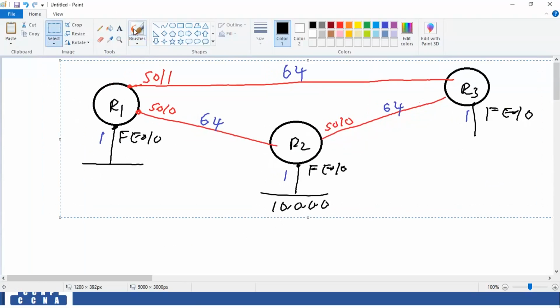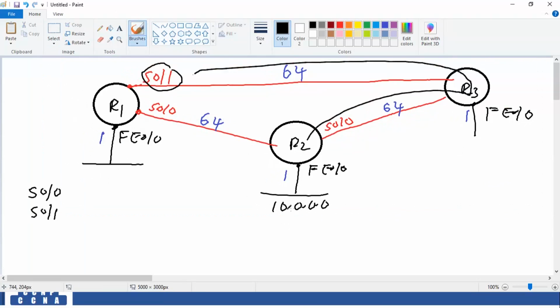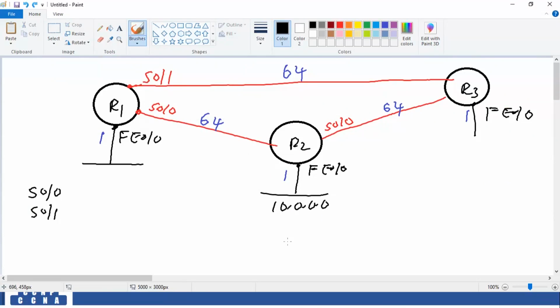From R1 to the 10 dot network, how many paths are available? Two paths. Via S0/0 you can reach it, or via S0/1 to R3, and R3 to R2. But OSPF will choose the best path based on what? Based on cost. What is the total cost via 0/0?